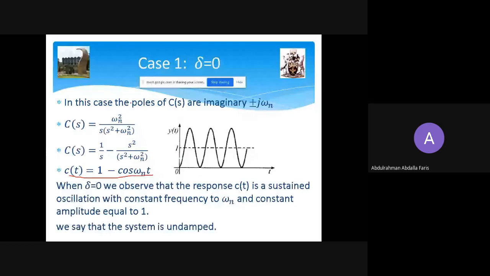Why? Because the poles of these are imaginary. The poles of these are imaginary. So we have one here and another one here. So maybe this is j omega n, and this is minus j omega n.